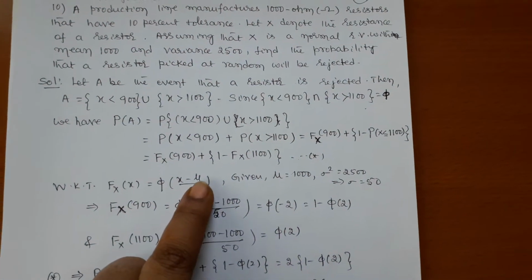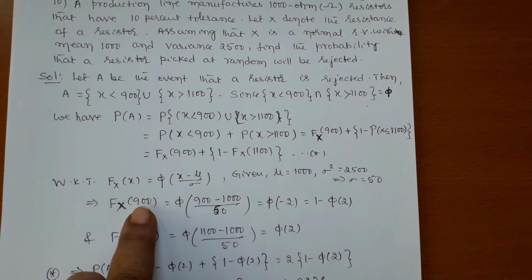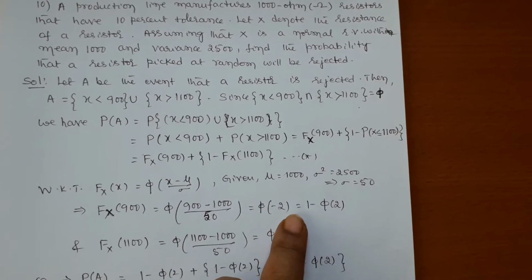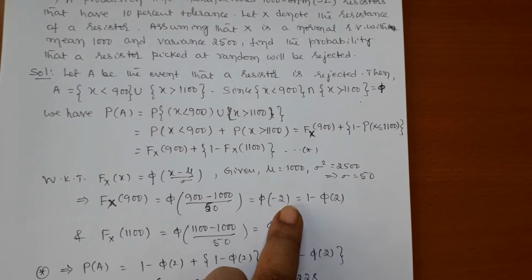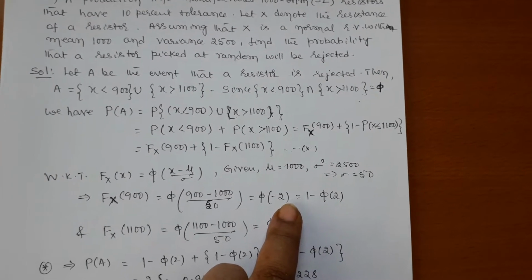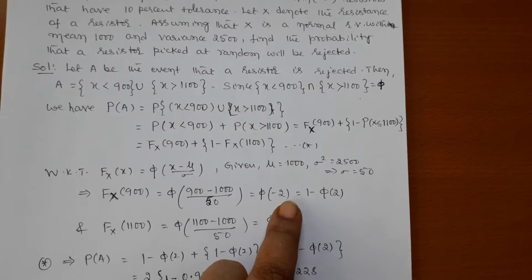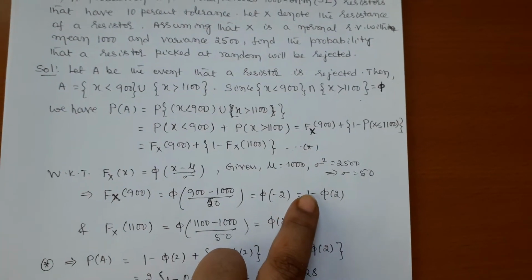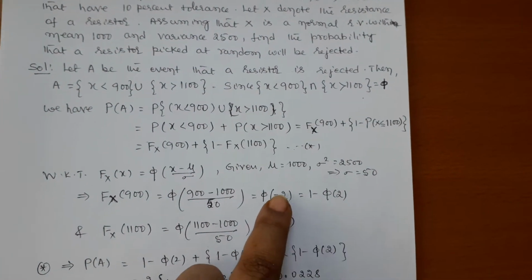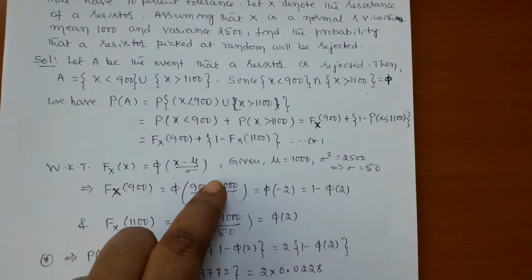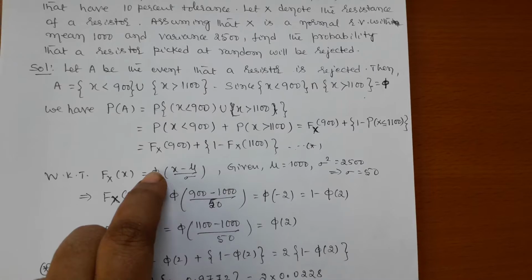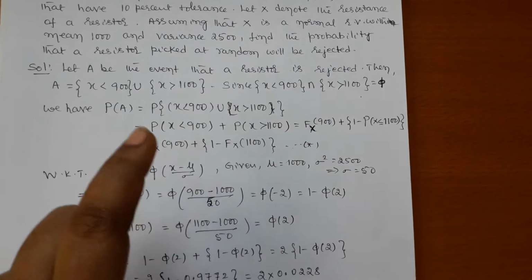Now, with x, mu and sigma, at 900 we get phi of minus 2. This we also discussed in the last videos while explaining the normal distribution. Here we are not taking 0.5, we are taking the entire area. Phi of minus 2 can be written as minus phi of 2. Phi of minus 2 means z is equal to minus 2, directly converted into a z value. That's why you can always find the probability value in the normal distribution.